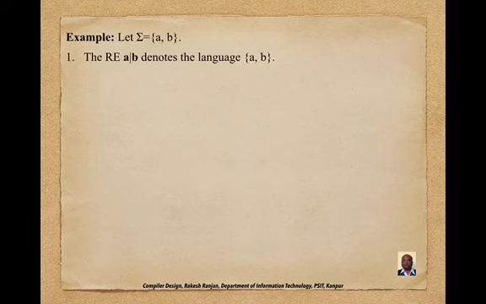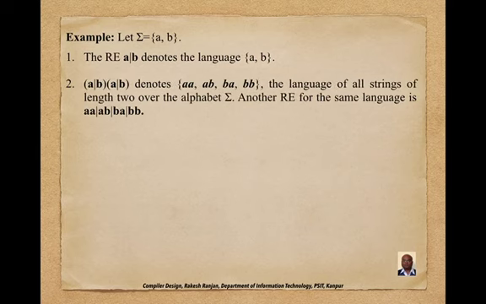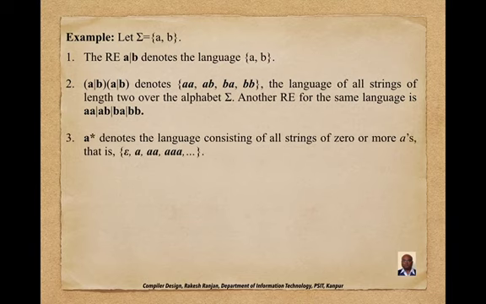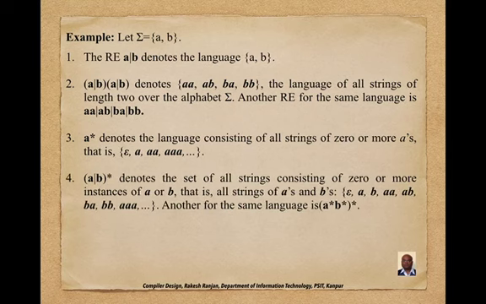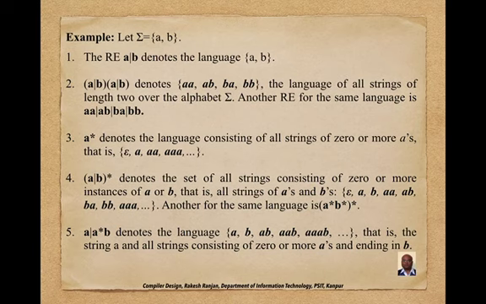For an example, let sigma equal {a, b}. The regular expression a|b represents a or b. (a|b)(a|b) denotes aa, ab, ba, bb, because it is a followed by a. a* denotes any combination of a, including epsilon. Similarly, (a|b)* denotes any combination of a and b. These are the valid strings of this language: a, b, ab, aba, and so on, that is, multiple a's ended with b.